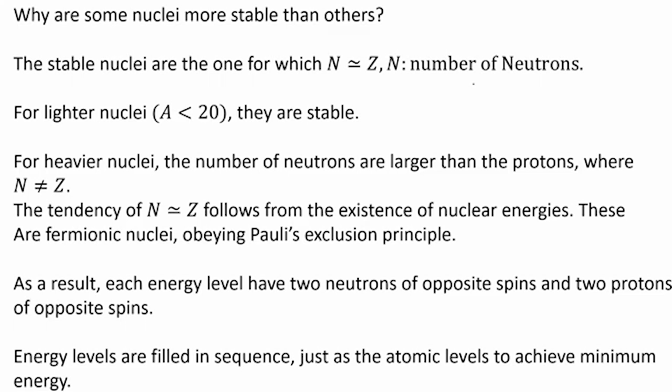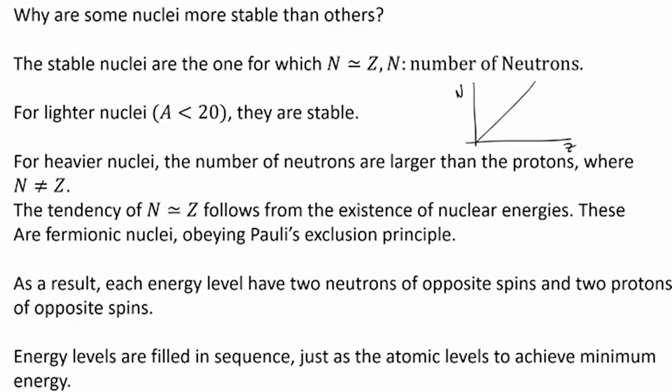So, if you actually plot N versus Z, the ones that are stable would fall along this N equal to Z line, and for A less than 20, most of these actually follow this N equal to Z, and hence they are stable. For heavier nuclei, the number of neutrons can be larger than that of protons, which means that there is a deviation from the N equal to Z condition, and then N is not equal to Z.